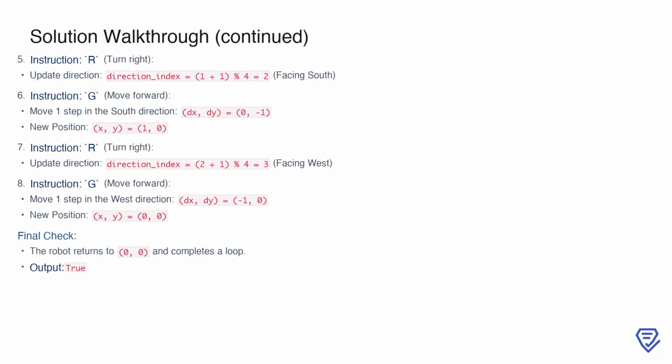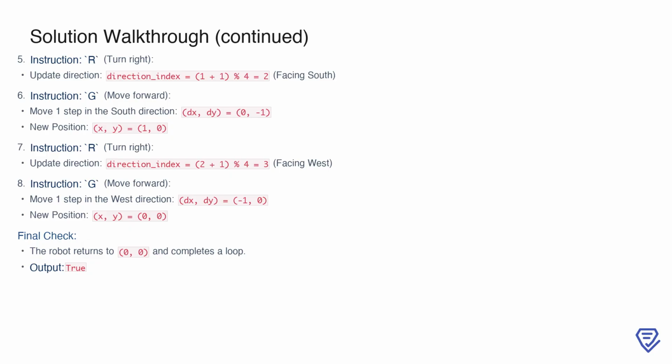Following this, the robot processes another R, turning right again. This increases the direction index from 1 to 2, meaning the robot now faces south. The next instruction G moves the robot one step forward in the south direction, decreasing the y coordinate by 1. The new position becomes 1, 0. Then, another R causes the robot to turn right, updating the direction index to 3, which corresponds to facing west. The final G moves the robot one step forward in the west direction, decreasing the x coordinate by 1. This brings the robot back to the starting position at 0, 0.